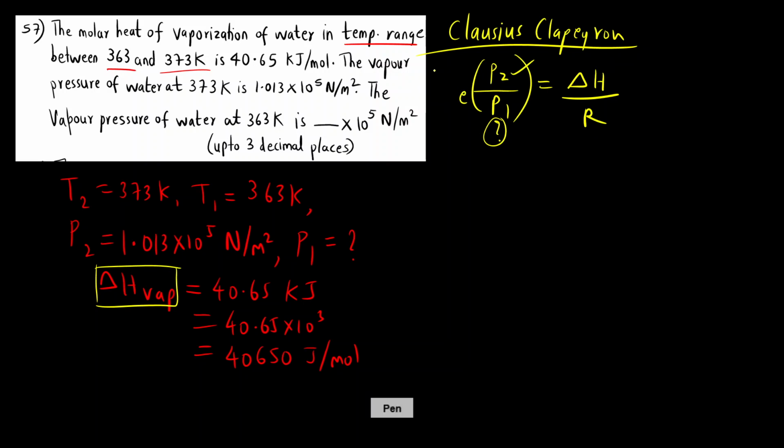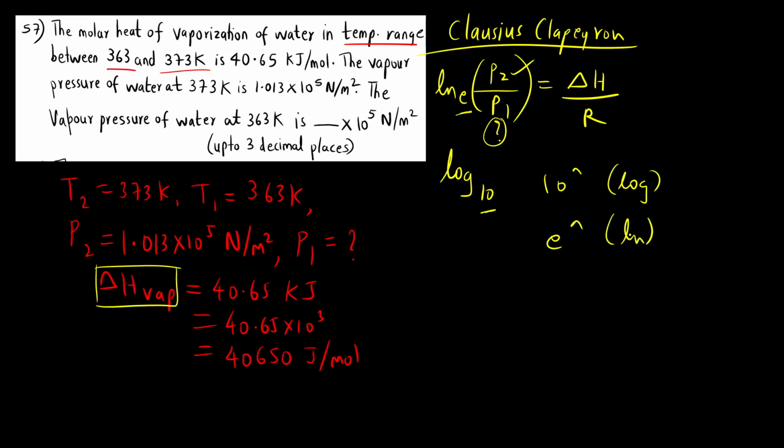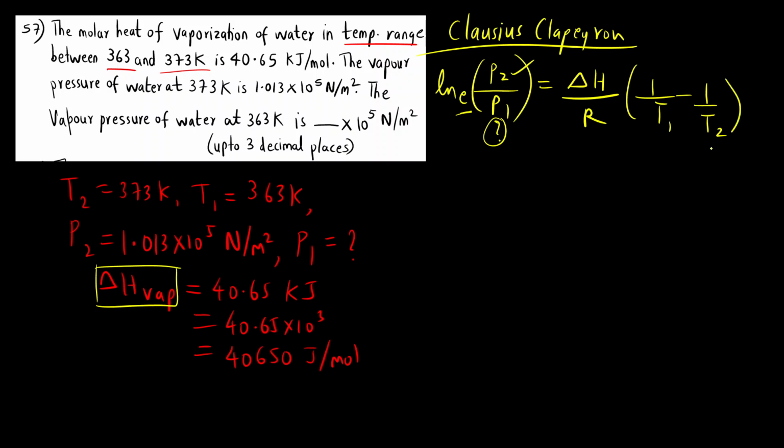If by mistake you are writing log, then you have to write 2.303 here. But we are taking ln. And one more thing, log base is 10. That also you must know. While putting in the calculator, you should write 10 raised to if it is log and e raised to if it is ln. Write down 1 by T1 minus 1 by T2.